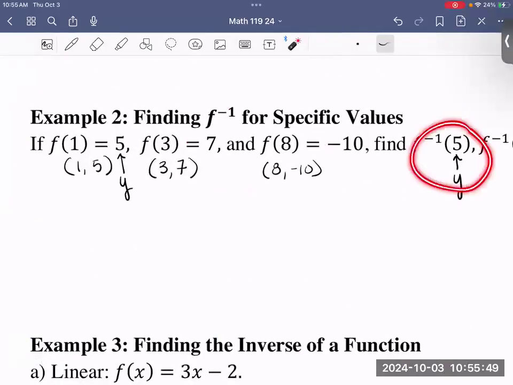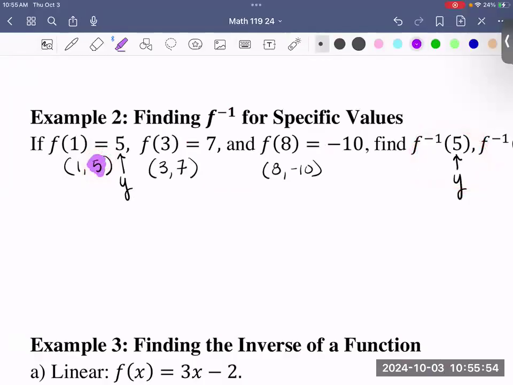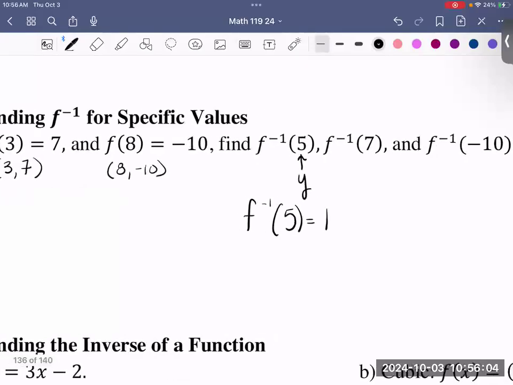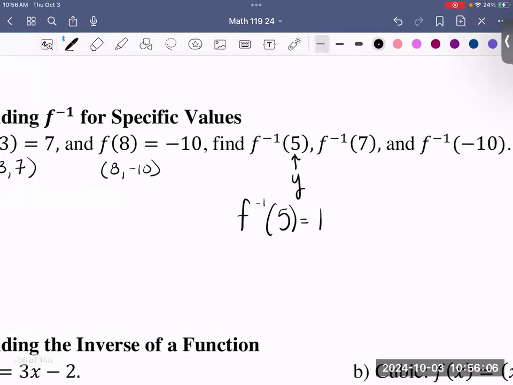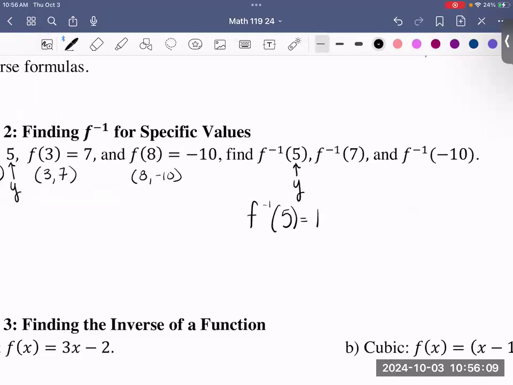So if we have your y value, that matches the one over here, meaning your x value is going to be 1. So f inverse of 5 is equal to 1. By that logic, can you try out the next two? Well, f inverse of 7 says that, again, this is your y value. So when y is 7, your x value that corresponds to it is going to be 3.